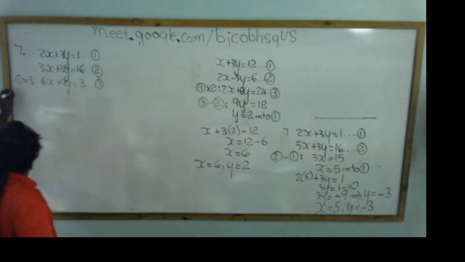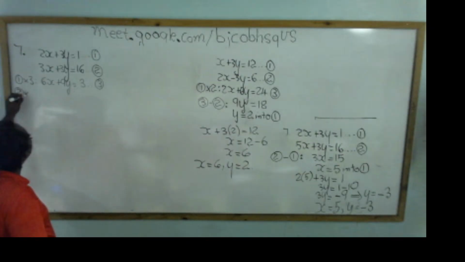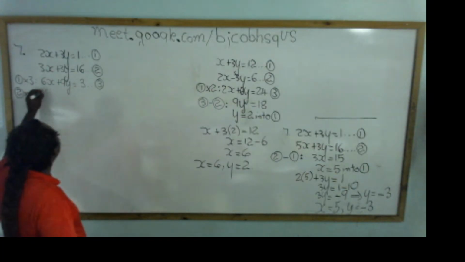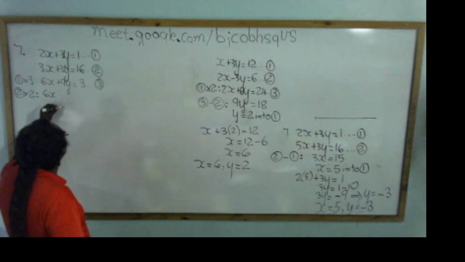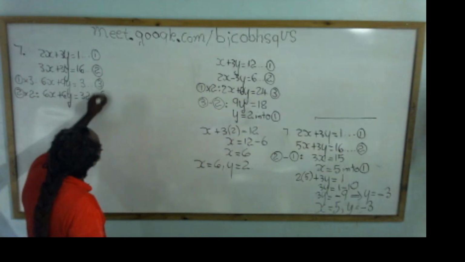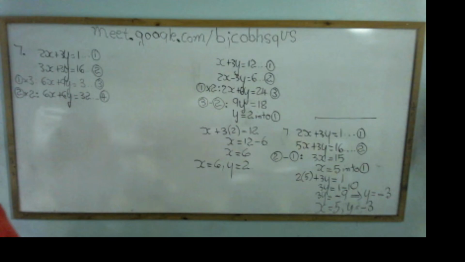Equation 2, we are going to multiply that by 2, because we take the equation that is here, which is equation 1, and we multiply by this number. Then we take equation 2 and multiply by that number. That's all we have done. Multiply interchangeably, and we get 6x plus 6y is equal to 32.